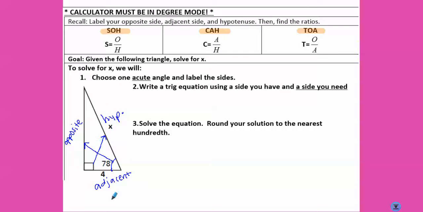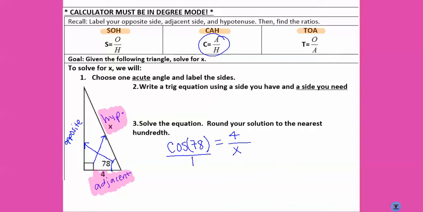We're looking for the hypotenuse, so we're definitely going to need to use a ratio that uses hypotenuse, and then we're given the adjacent. So those are the two sides we're going to focus on. Adjacent and hypotenuse is cosine, so we know that cosine of 78 degrees equals 4 over x. We're going to put cosine over 1, and then we're going to cross multiply.